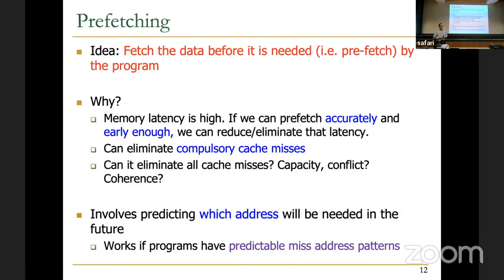We're going to talk about that. Yeah, that's one of the design choices in prefetchers. Where do you put the data? In most existing processors, it's put inside the cache, actually. But there could be prefetch buffers also.